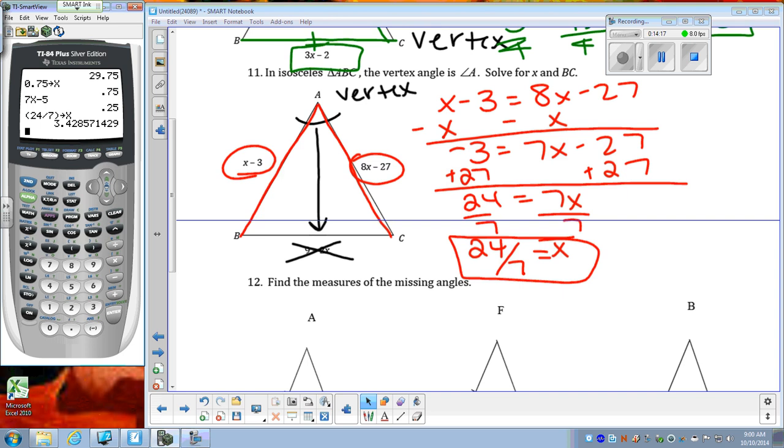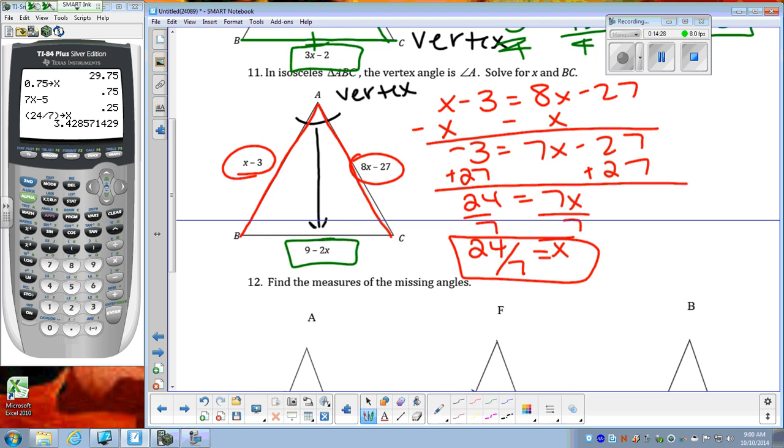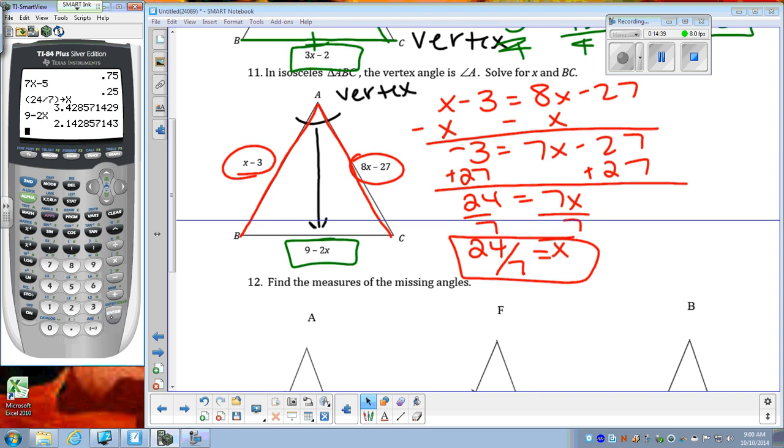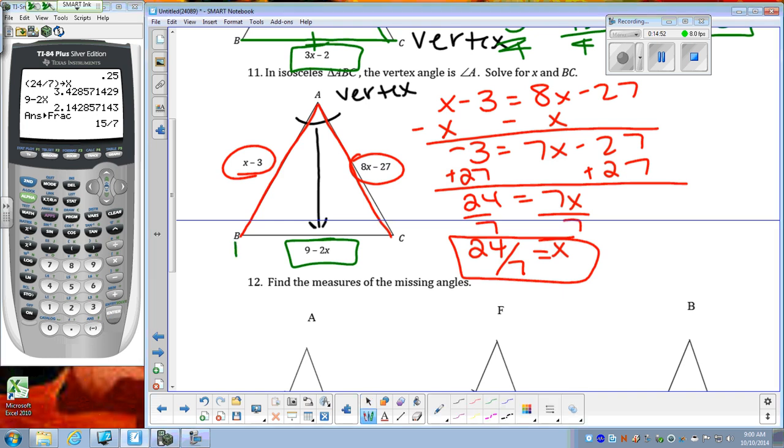Then I want to figure out the length of BC. So now I do need to use this piece. Just because I didn't use it to find x doesn't mean that it's not still the same x value. So I want to plug in my 24 over 7 into 9 minus 2x, because x was stored as 24 over 7. And I get 2.143, which as a fraction, I get BC is 15 over 7. So I'm done.